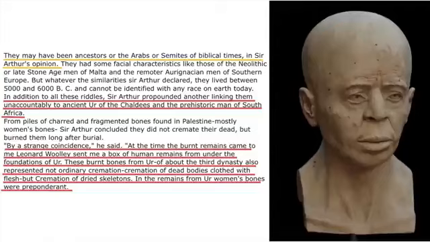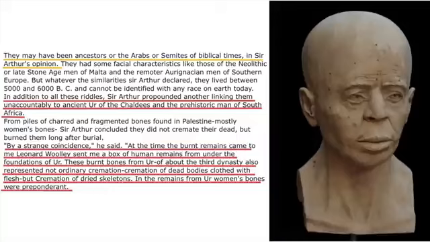So, remember what was said about the Chaldeans when it comes to the Natufians. They may have been the ancestors of the Arabs or the Semites in biblical times, in Sir Arthur Keith's opinions, talking about the Natufians. Furthermore, it says, in addition to these riddles, Sir Arthur Keith propounded another linking them unaccountably to ancient Ur of the Chaldeans and the prehistoric man of South Africa. So the Natufians seem to biologically be linked to Ur of the Chaldees, which is interesting.